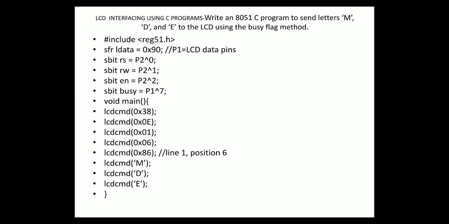I want to write an LCD interfacing program once again, but using C language. My job is to send letters MDE. You can transfer any letters, but for example, I have taken these letters MDE to be transferred to the LCD using the busy flag method. Now, what is the busy flag here? Whenever I send data to the LCD, I should check whether there is some content previously on the LCD. If it is not busy, then I should send the next data. That is called the busy flag. So monitor and check whether the display is busy. If it is busy, you cannot send data. If it says I'm free, then send the data. This is called the busy flag method.